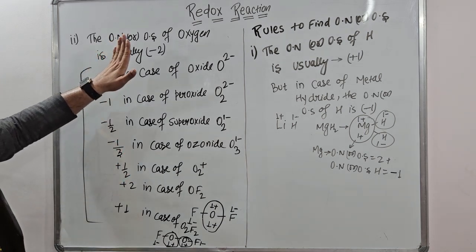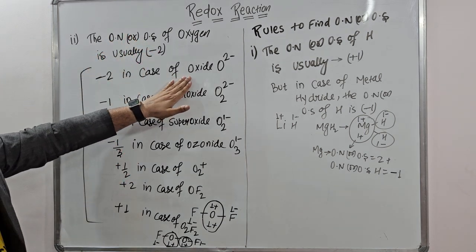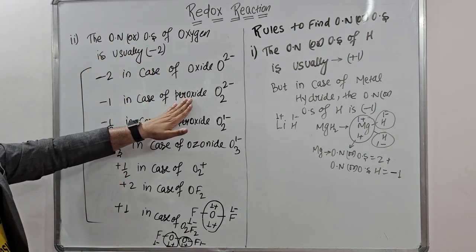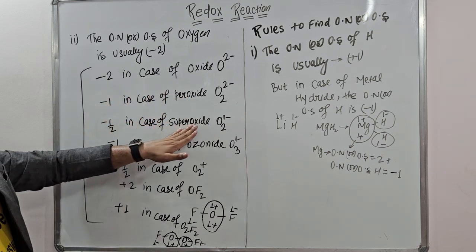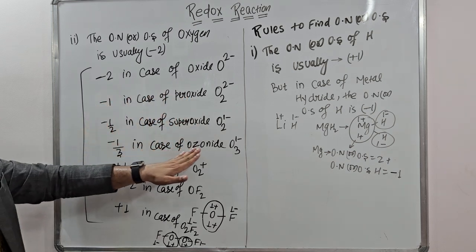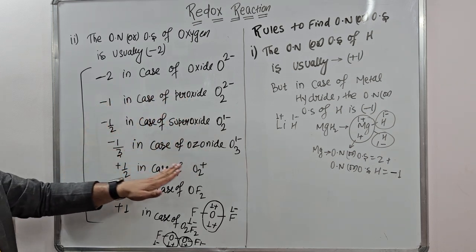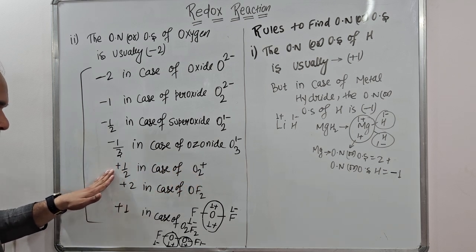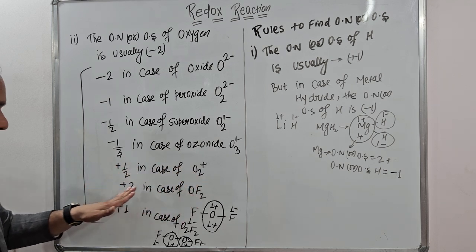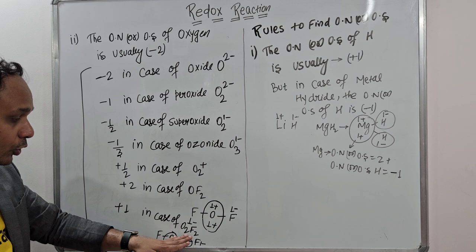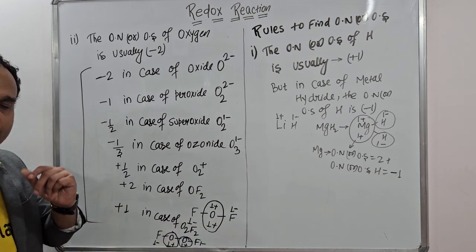Oxygen usually has -2. In case of oxide it is -2. In case of peroxide it is -1. In case of superoxide it is -1/2. In case of ozonide it is -1/3. In case of O2 plus it is +1/2. In case of OF2 it is +2. In case of O2F2 it is +1.